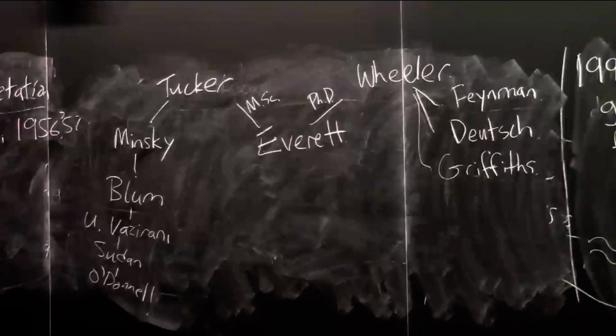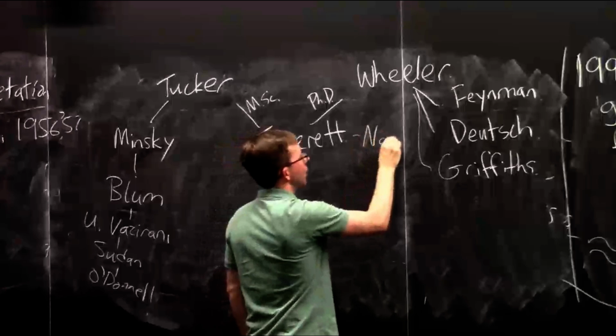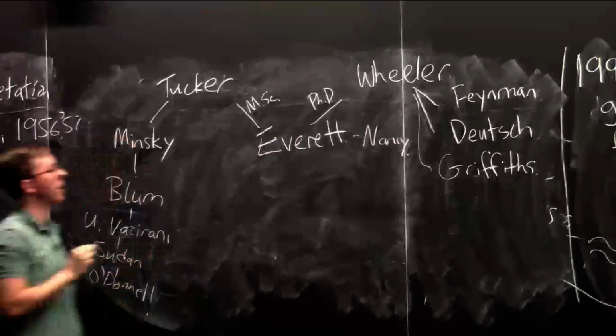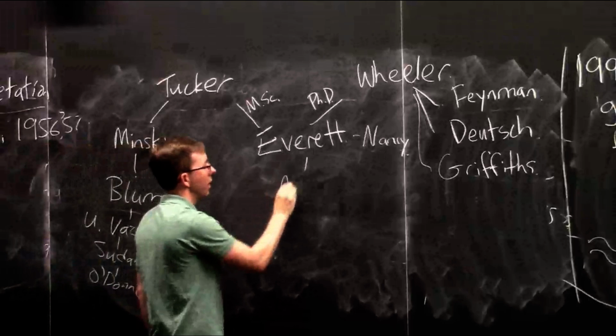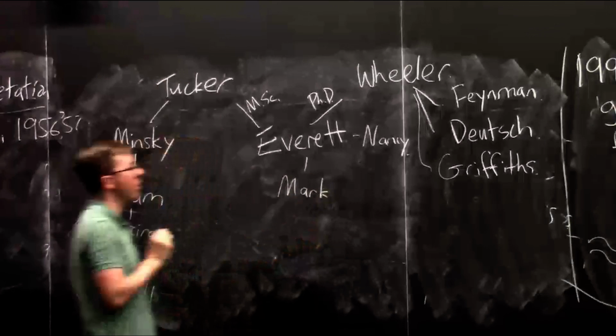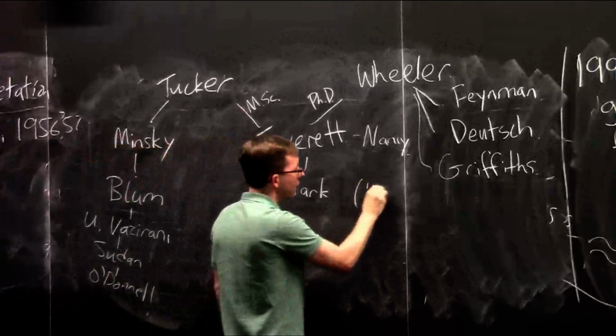This is academic genealogy. He also had a real-world genealogy. The person who typed his PhD thesis was called Nancy, and he married her. Then they had a couple of kids, one of whom was named Mark, which is a very tasteful name for their son. This guy, Mark Everett, is also known as E.